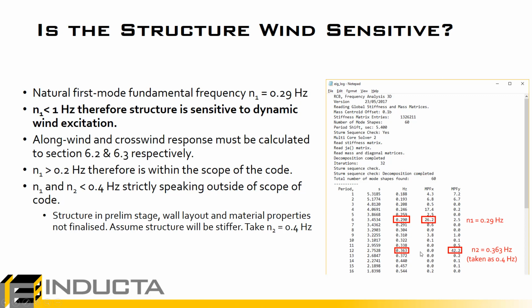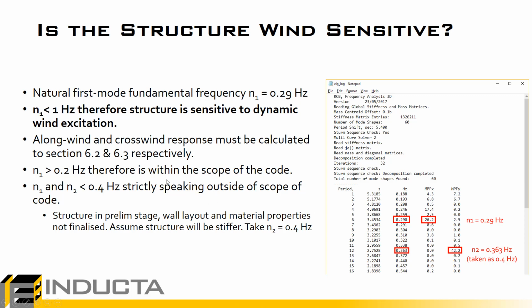So here I've taken 0.363, well, I've used 0.4, which I'll mention why in just a moment, for the Y. So we need a natural frequency in the X and one in the Y. So N1 equal to NX 0.29, N2 equal to NY 0.363 or 0.4.